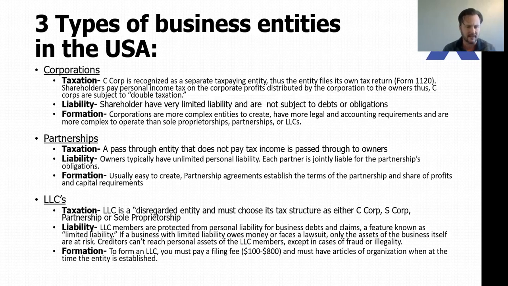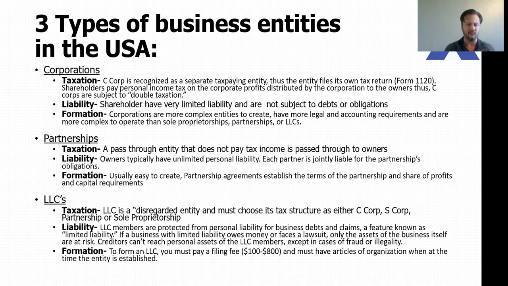And then the last entity is the LLC. This is a hybrid entity. It has the advantages as far as liability of a corporation, but the simplicity of a partnership. So this is by far the most common entity used by digital nomads and freelancers across the globe. It's taxed as a disregarded entity, meaning that the IRS doesn't even recognize the LLC's existence.